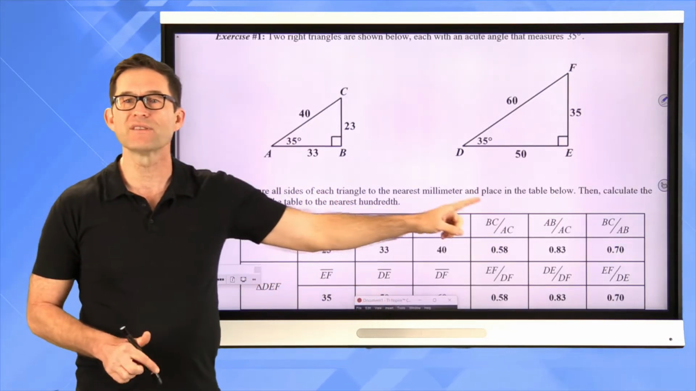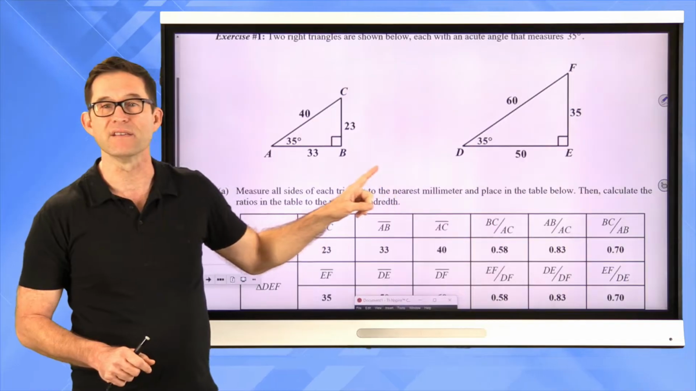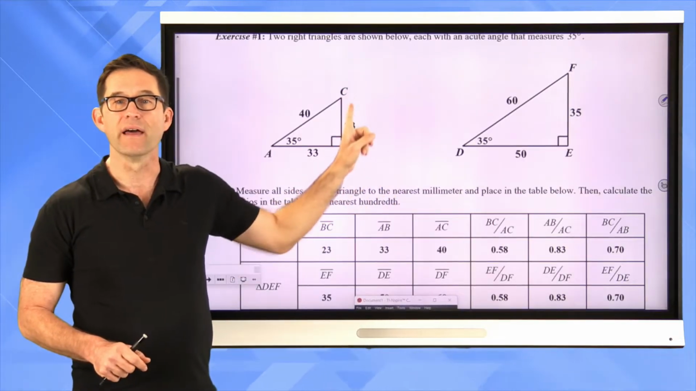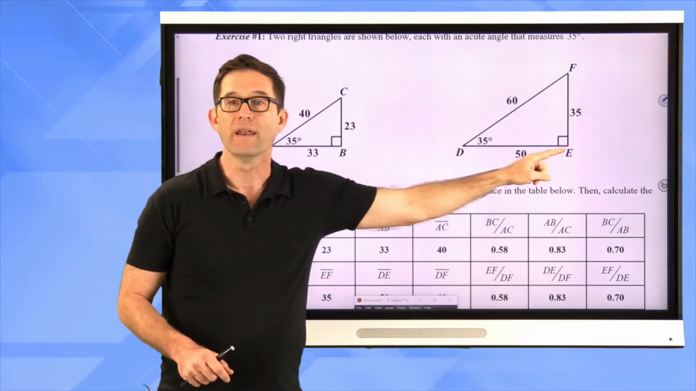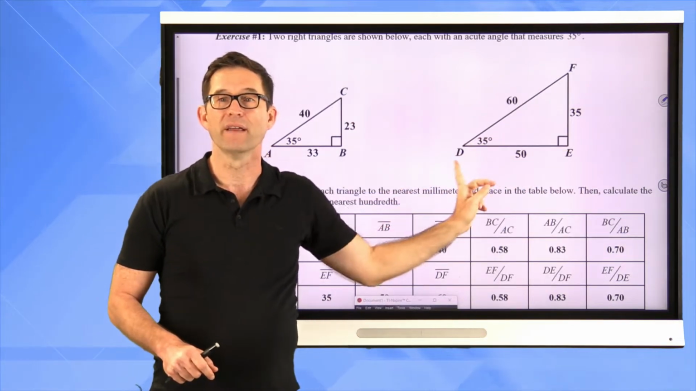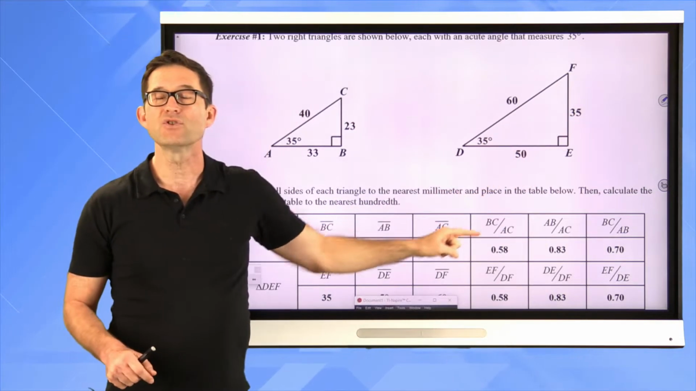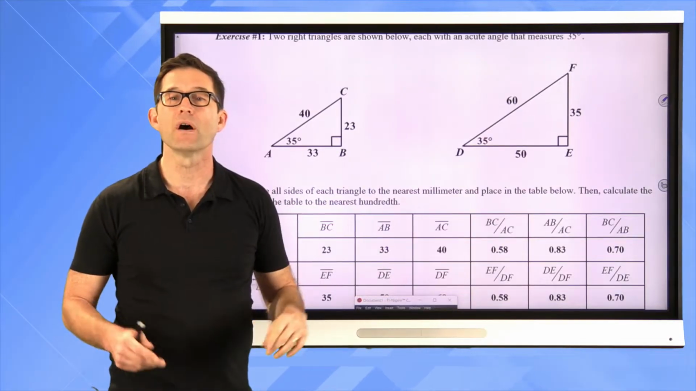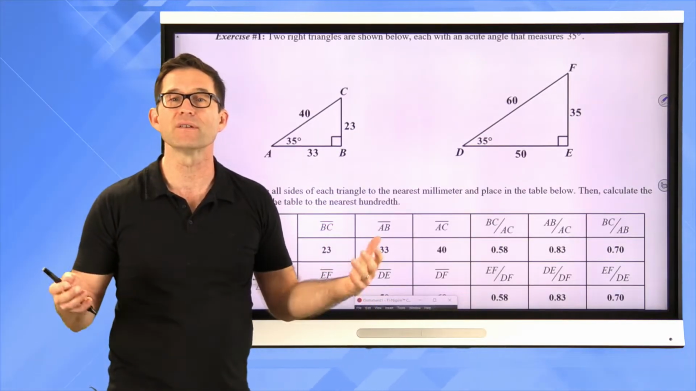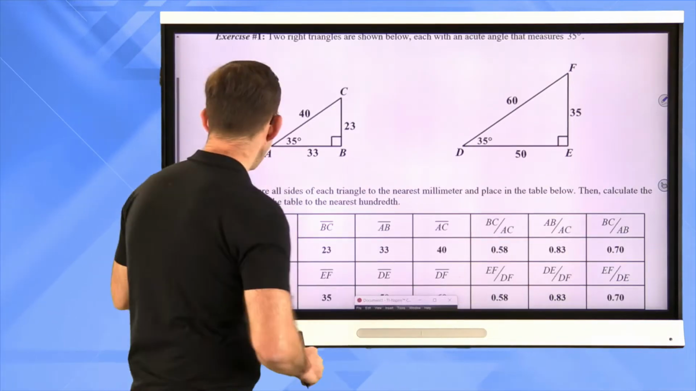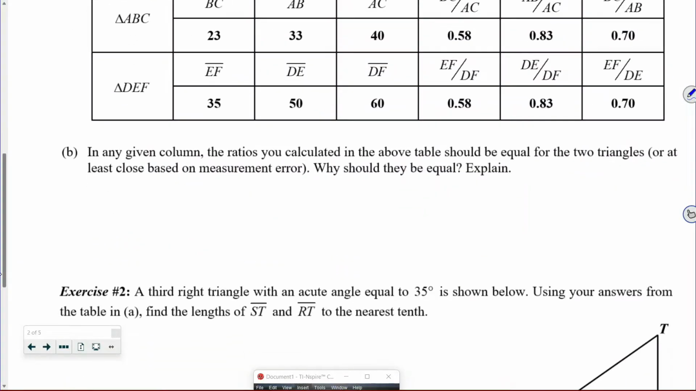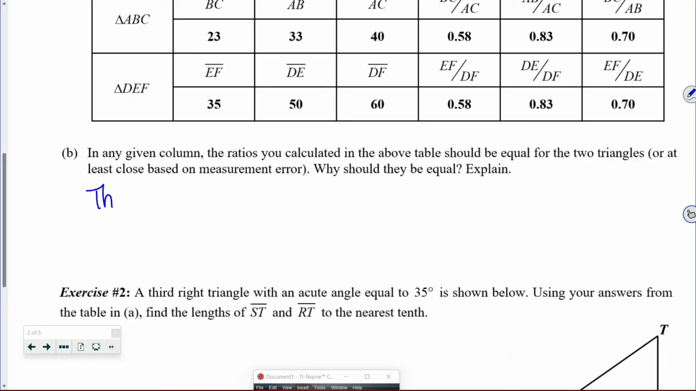So let's say we just take a look at BC divided by AC, right? BC is that length, AC is that length. And then we look at EF divided by DF, right? These two ratios represent ratios of relatively positioned sides in two similar triangles, and therefore, they should be equal, all right?